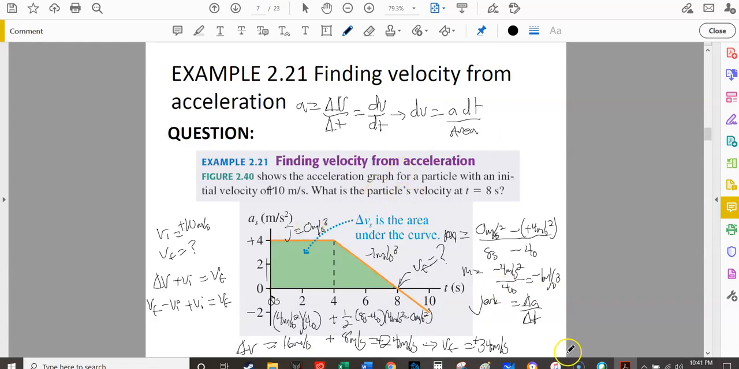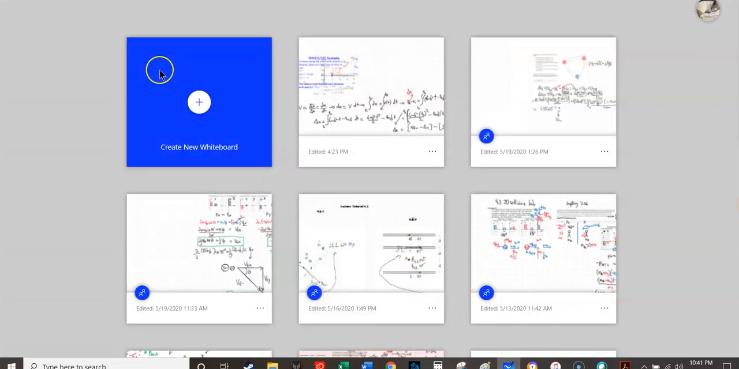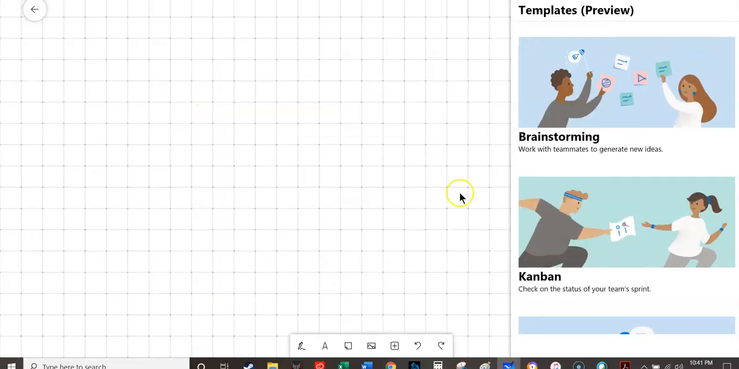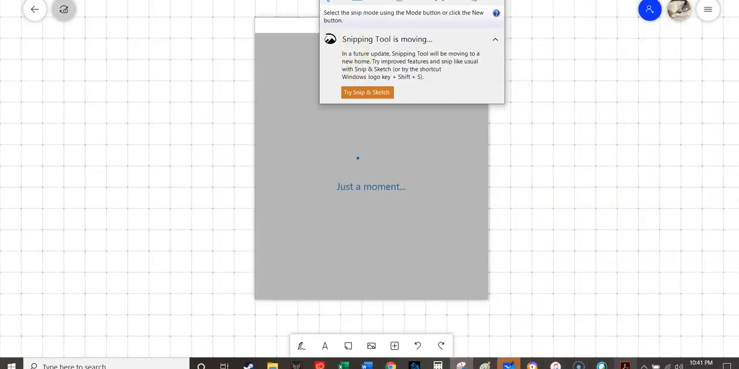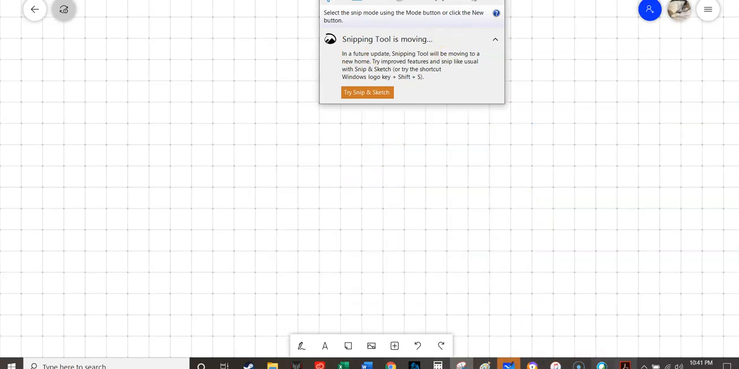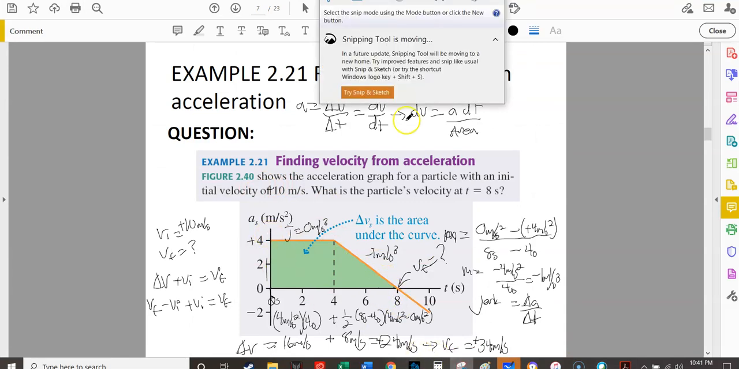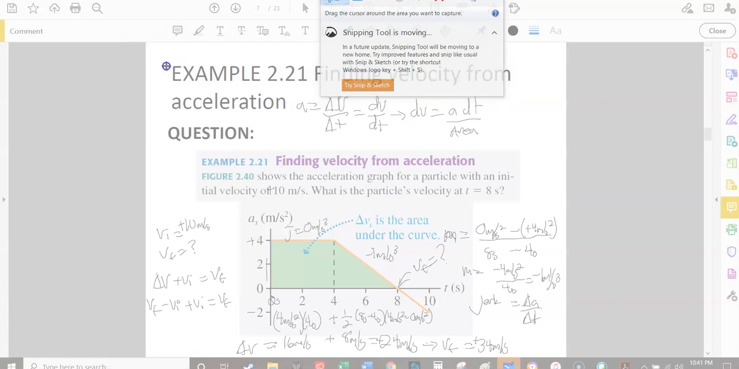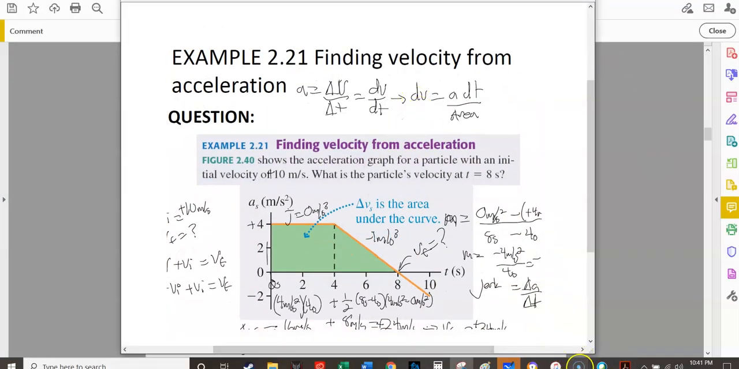What I want to do real quick is, while we're here, I want to snip this and create a new whiteboard, and let's try it with calculus. So we're going to do this problem, but we're going to apply our curve fits. Okay, so I'm going to snip this, and we're going to do this again, but we're going to try to do it using calculus.